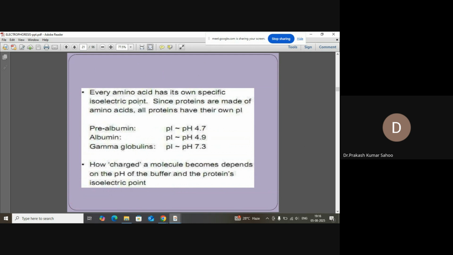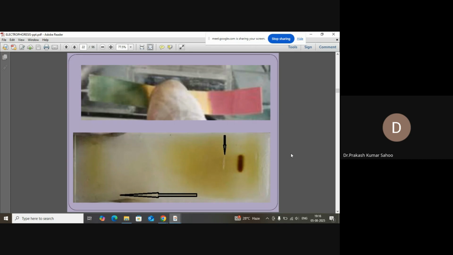Some proteins have specific isoelectric points. Pre-albumin has a pH of 4.7, albumin 4.9, and gamma globulin 7.2. And this is the pH scale we have. This is the acidic part, this is the basic part, and the middle one is neutral.